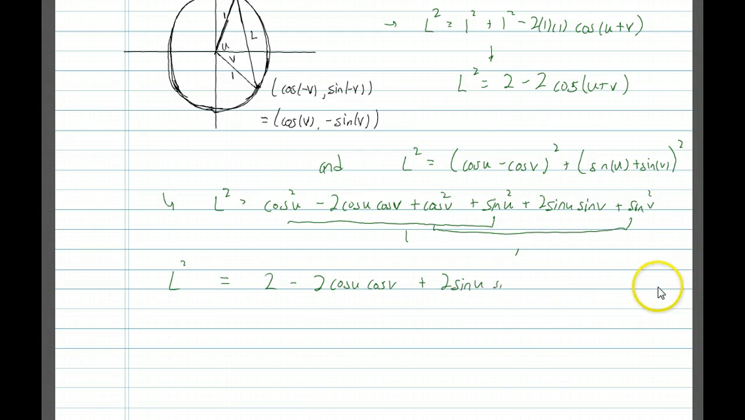Now all we do is take our first expression that we derived for the length squared, compare it to our second one, set both equal to one another, and then isolate. Do a little algebra to isolate the cosine of u plus v. And then we have it. The cosine of the sum of two angles is the cosine of the first times the cosine of the second minus the sine of the first angle times the sine of the second angle.